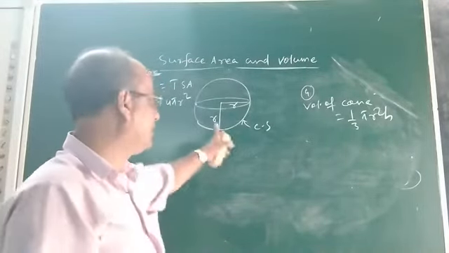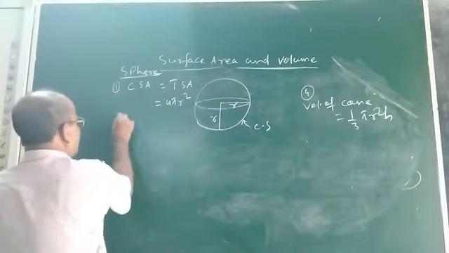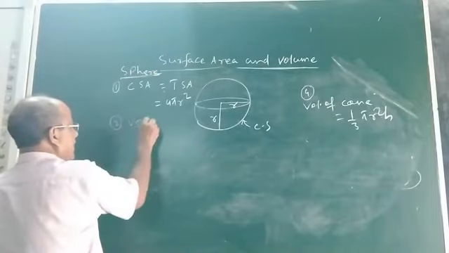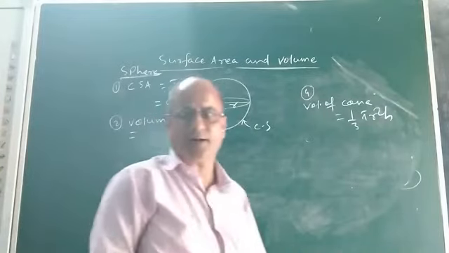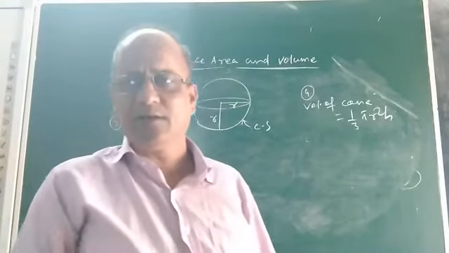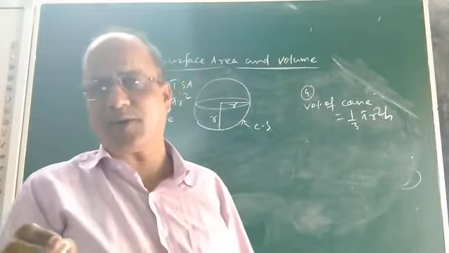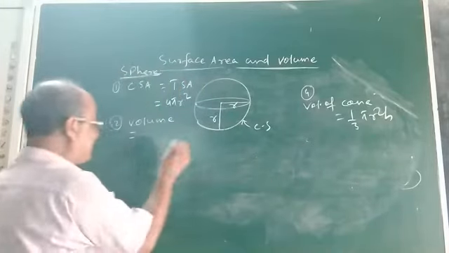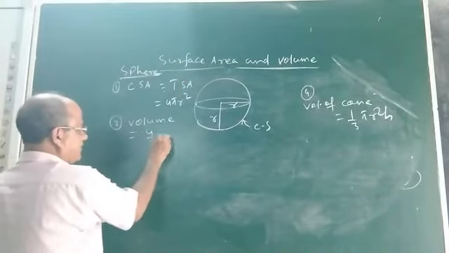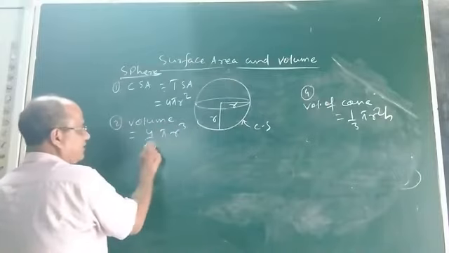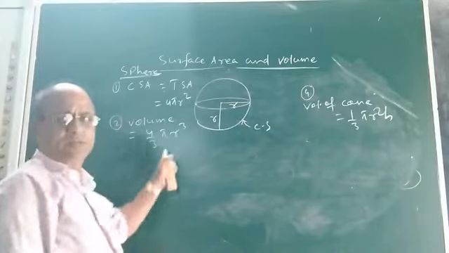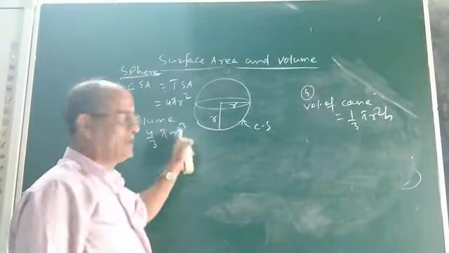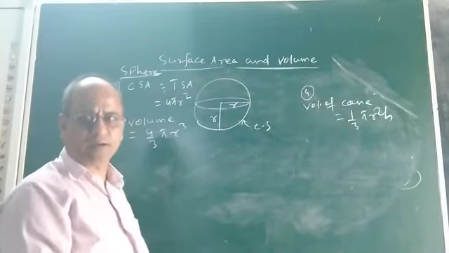Then, what is the volume? How to find volume? I hope you must have remembered how to find the volume of a sphere. It was there in class 9. When the radius is given, we calculate the volume of a sphere by using 4 by 3 pi r cube. This is the formula, where pi is 22 by 7.